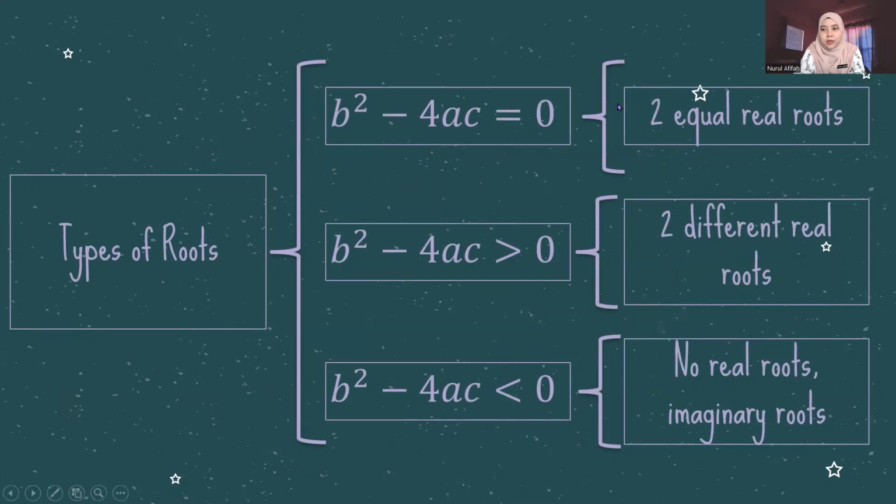Number one, the discriminant b squared minus 4ac equal to 0, which means it has two equal real roots. And the second one, b squared minus 4ac more than 0, which means it has two different real roots. And the last one, b squared minus 4ac less than 0. It has no real roots, but only imaginary roots.